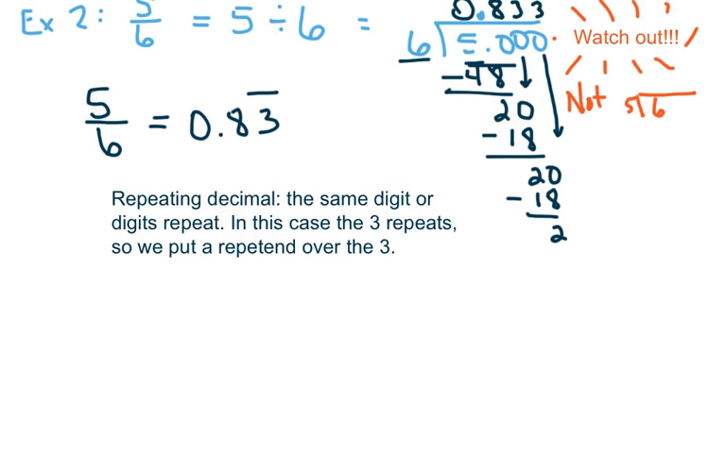So again, when we have a number that repeats over and over again, or a set of numbers that repeat, it's called a repeating decimal, and the bar that goes over the repetition is called a repetend. And this gives you enough information to be able to convert fractions into decimals.